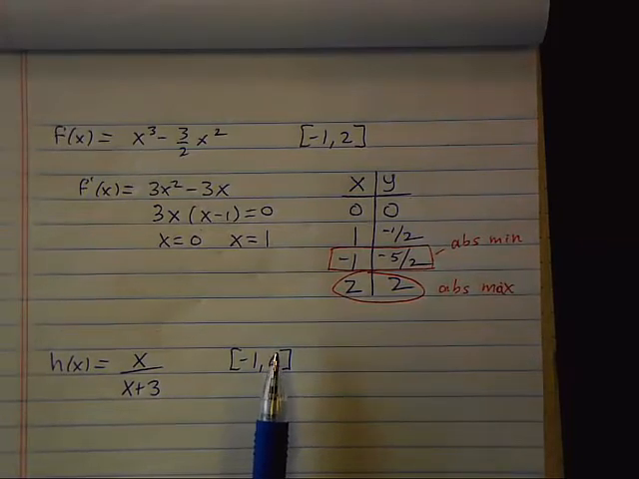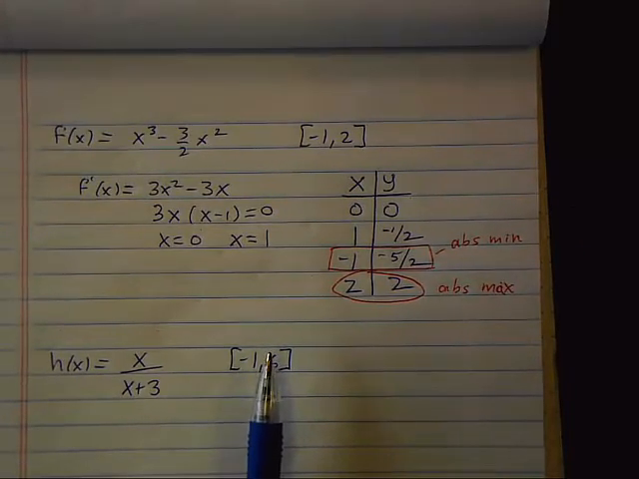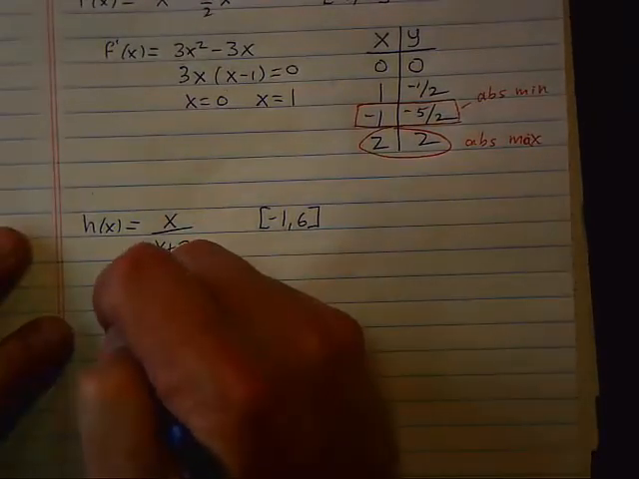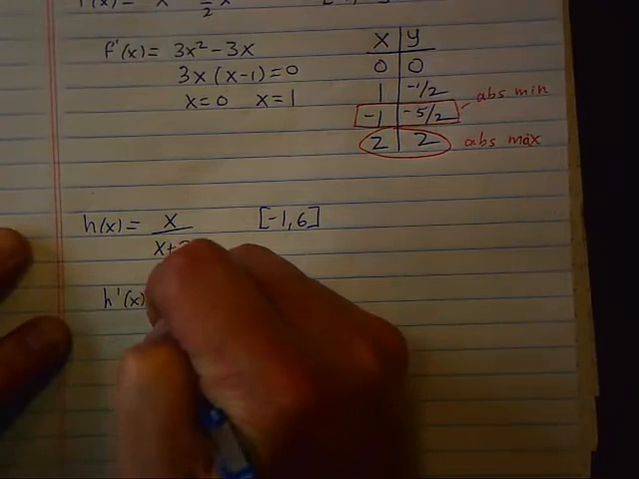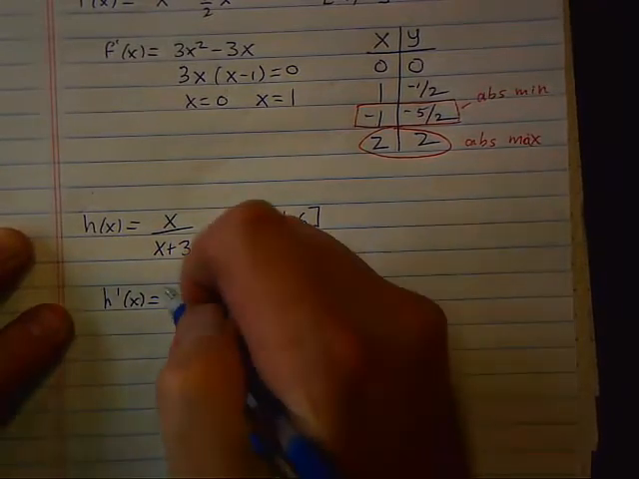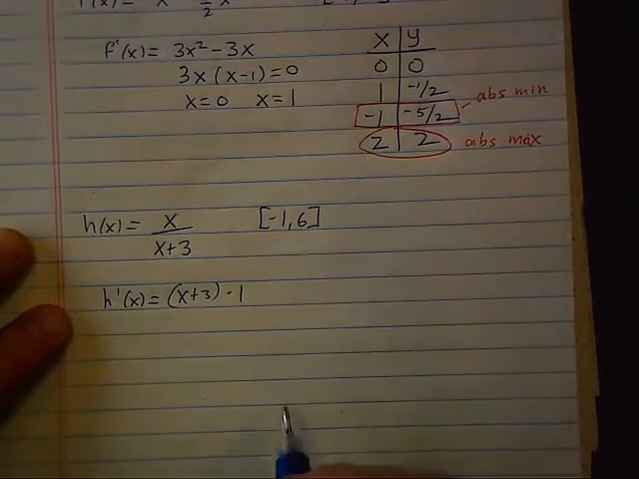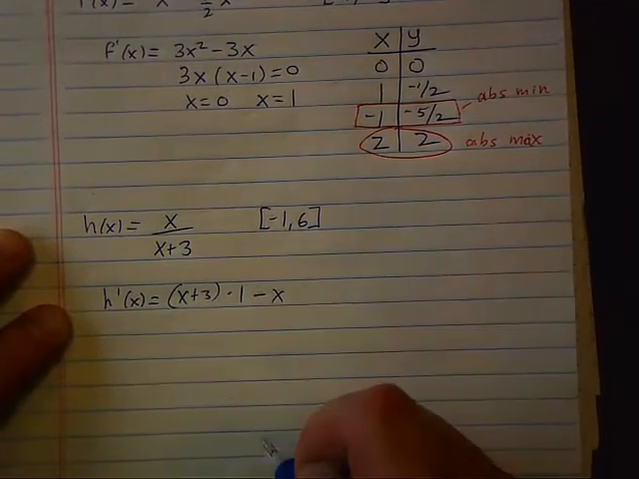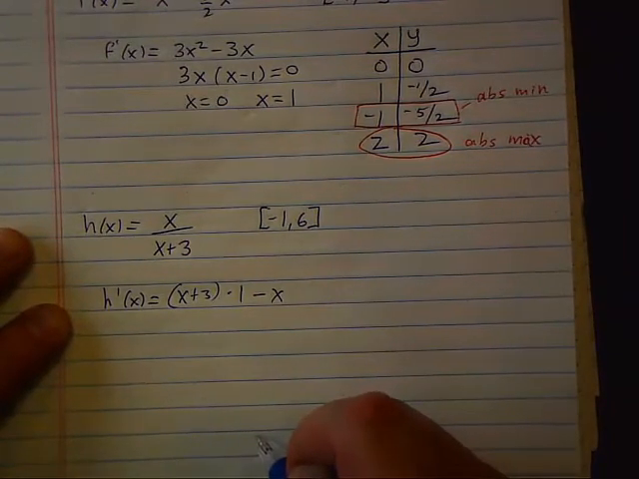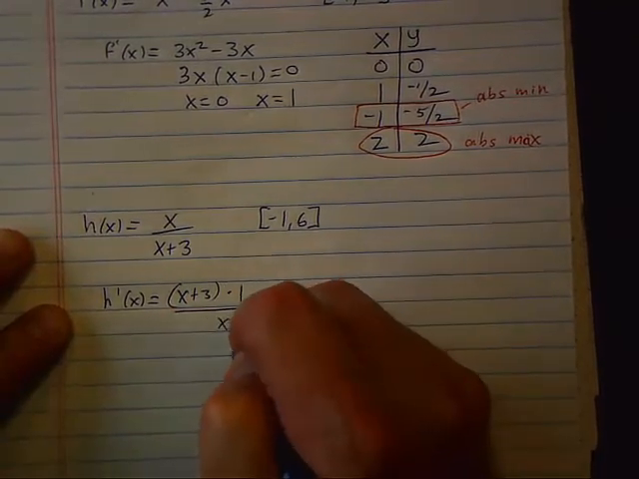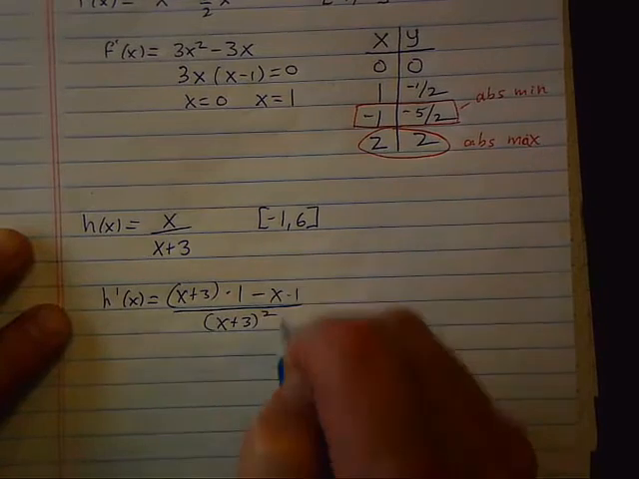I derive it. H prime of x is the bottom, x plus 3, times the derivative of the top, 1, minus the top, that's x, times the derivative of the bottom, 1, over x plus 3 squared. So that is 3 over x plus 3 squared.